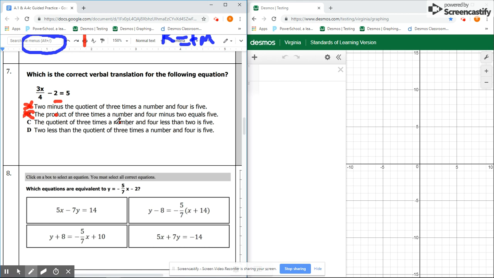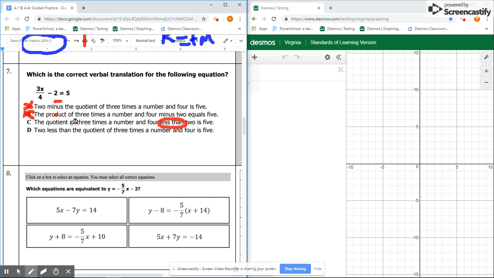All right, so this might work. It says the quotient of 3 times a number and 4. This is what we have here. This is a quotient of 3 times a number and 4, so this might be right. Less than 2 is 5. Again, we need to know this less than word. Remember, less than means switch.